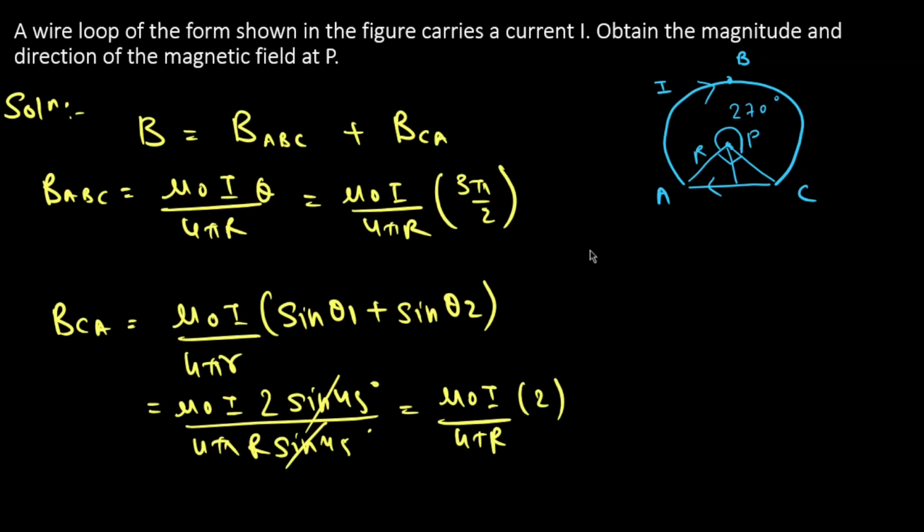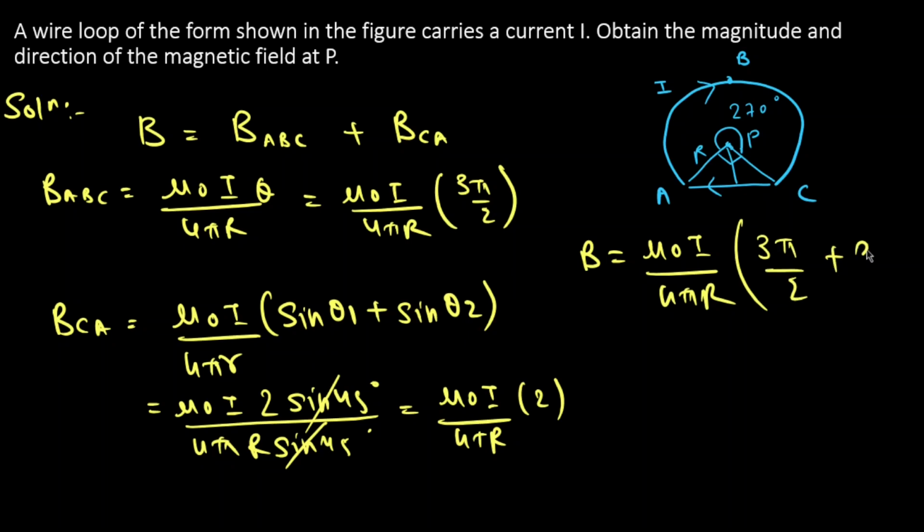So now we can calculate the total magnetic field B as B_EBC plus B_CA, which is equal to mu naught I upon 4 pi r taken common from here and here. What remains inside is 3 pi by 2 plus 2. So this is the magnetic field at point P due to this whole loop of wire. Let's look at the next one.